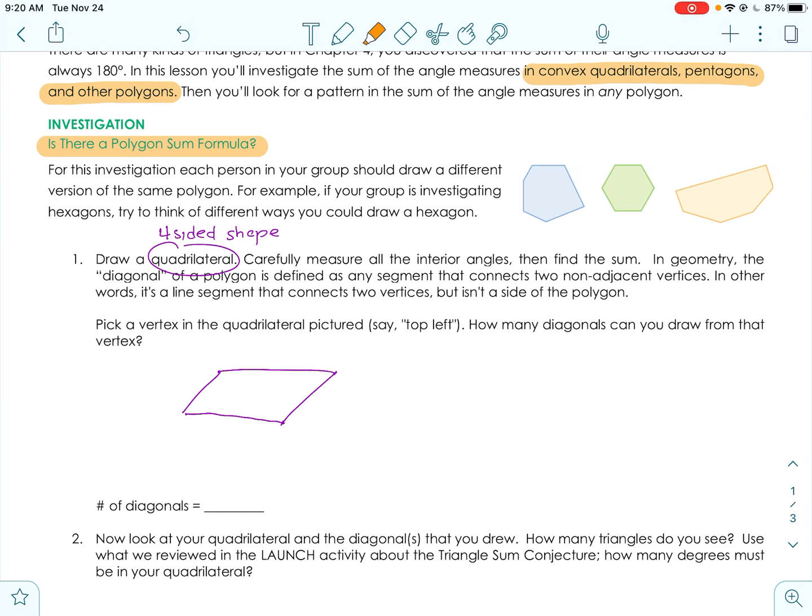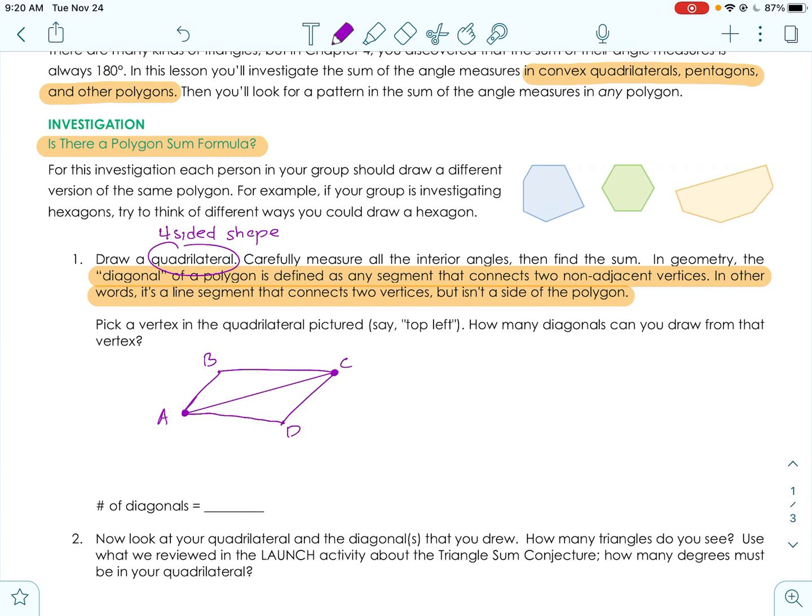And remember, a diagonal of a polygon is defined as any segment that connects two non-adjacent vertices. In other words, it's a line segment that connects two vertices but isn't a side of the polygon. So if you take your quadrilateral, I'm going to choose this vertex right here. The only diagonal that I can draw is, and I'm going to label it A, B, C, D, from A to C.